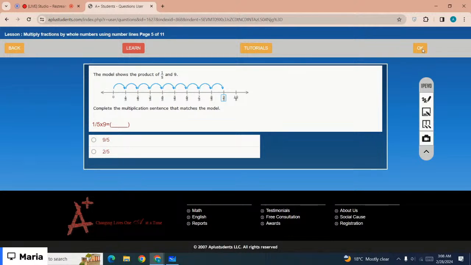The model shows the product of 1 over 5 and 9. Complete the multiplication sentence that matches the model. So which is the correct option? Yes, their product is 9 over 5. Option number 1 is the correct option, right? That would be 9 over 5.